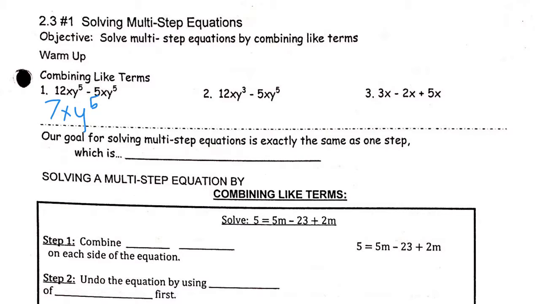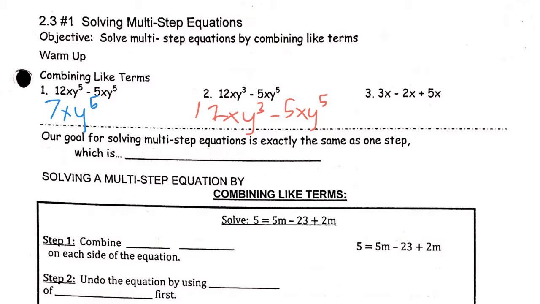to the 5th power. Now in the second one, we have 12xy cubed minus 5xy to the 5th. Because we have the same variables, but we do not have the same exponents, we cannot simplify. So our answer is 12xy to the 3rd minus 5xy to the 5th.